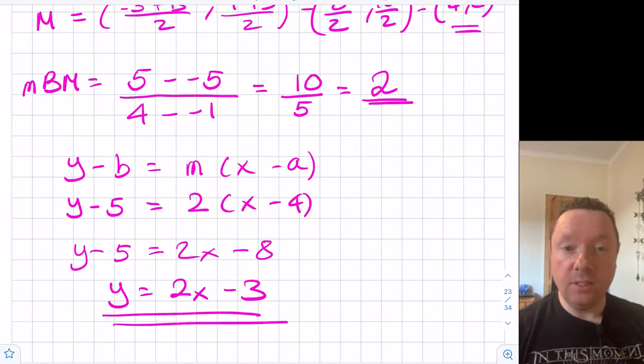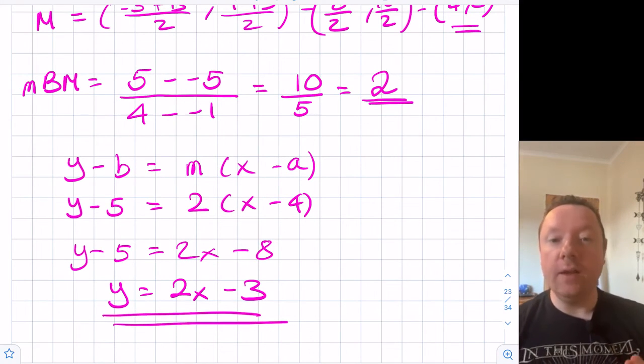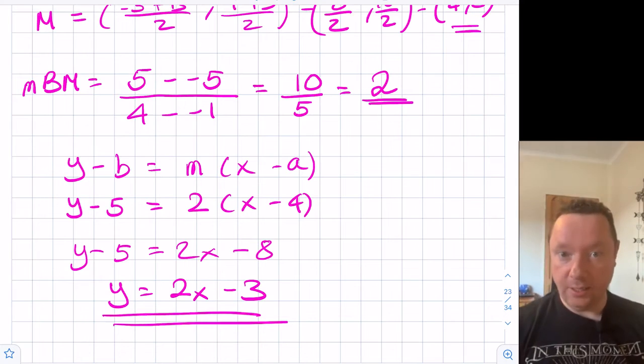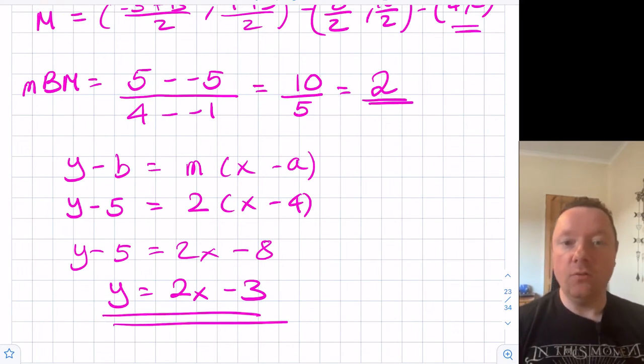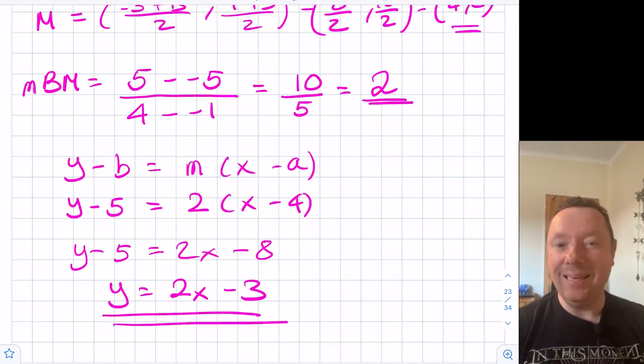This has been Collinear Maths. Today we've gone through what a median is and how to find the equation of a median of a triangle. Next time we'll look at how to find the points of intersection of lines in a triangle, maybe between a median and an altitude, or a median and a perpendicular bisector. We'll go through a number of examples like that.